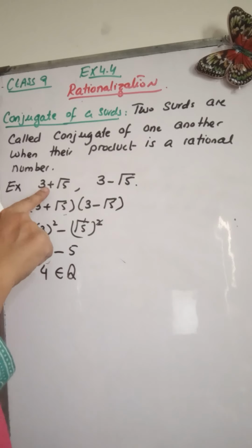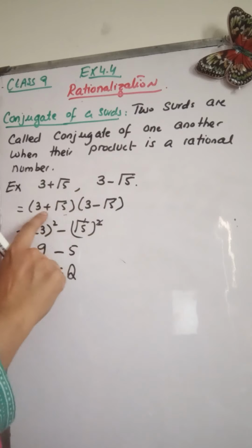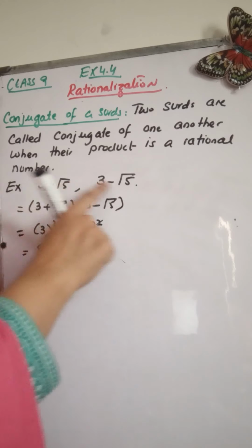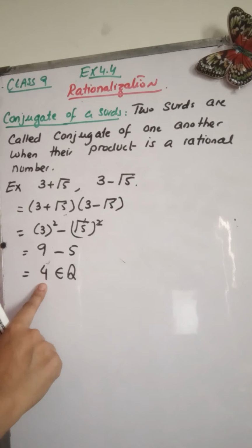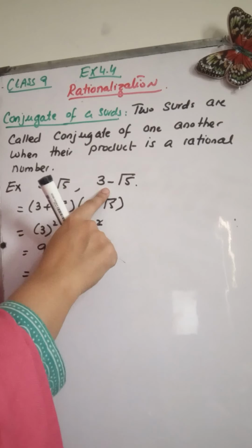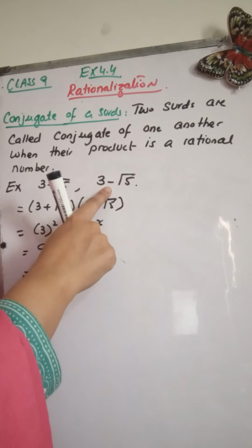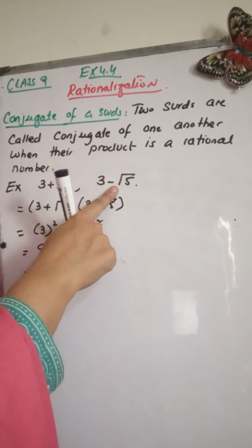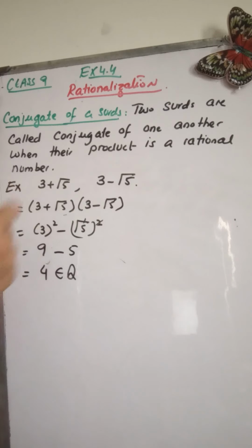So it means you had two surds, 3 plus under root 5 and 3 minus under root 5. Both these were irrational numbers, but their product came out to be equal to a rational number. So these surds are called the conjugate of one another. 3 plus under root 5 is the conjugate of 3 minus under root 5, and 3 minus under root 5 is called the conjugate of 3 plus under root 5. Now how do we find the conjugate of a surd?